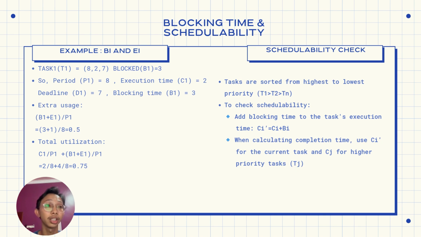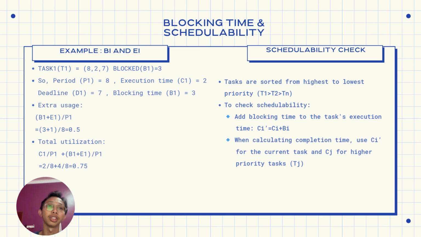For total utilization, we use the formula C1 divided by P1 plus B1 plus E1 divided by P1. So 2 divided by 8 plus 4 divided by 8 equals 0.75.